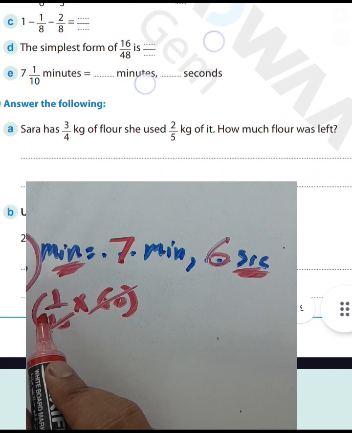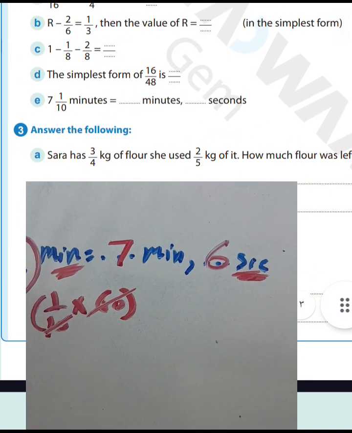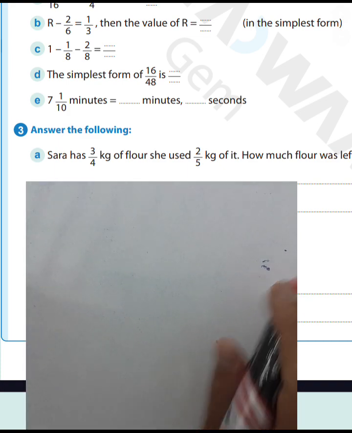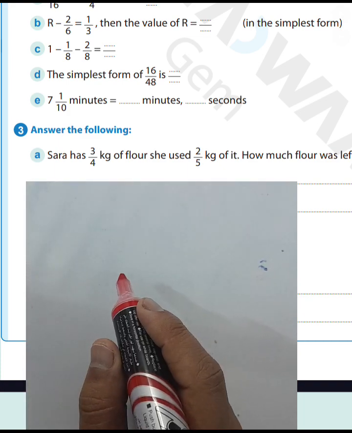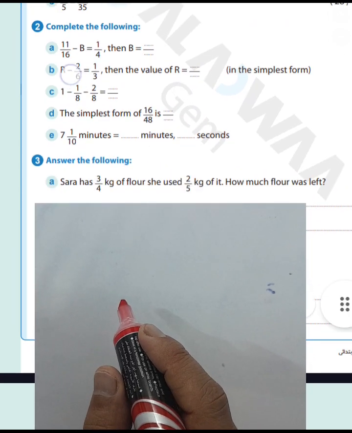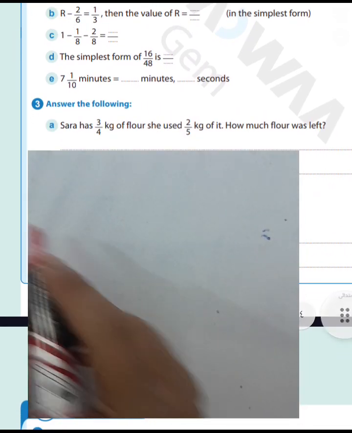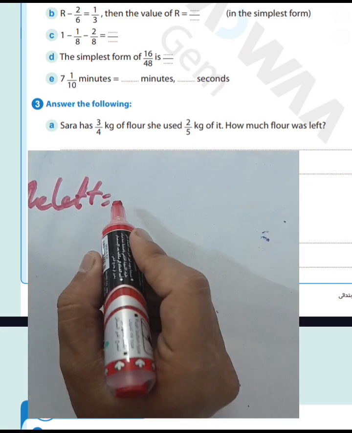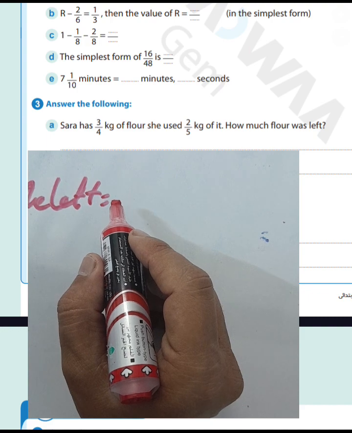Question number 3, answer the following. Sarah has 3/4 kilogram of flour. She used 2/5 kilogram of it. How much was left? It's the remainder. Okay, we can find the difference between them. The amount left will be the difference between them.